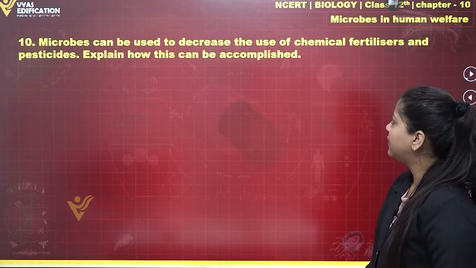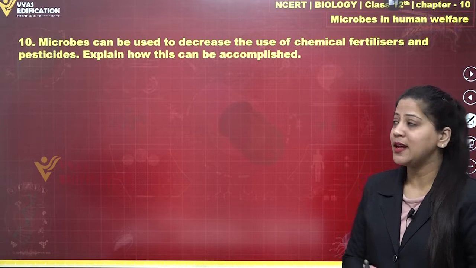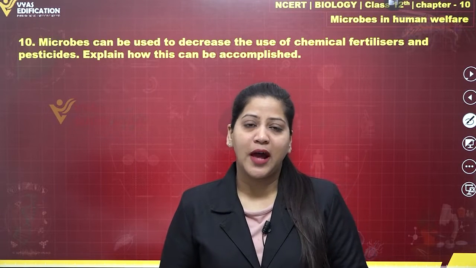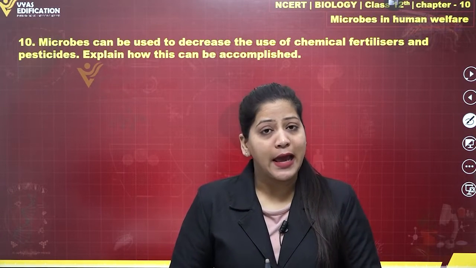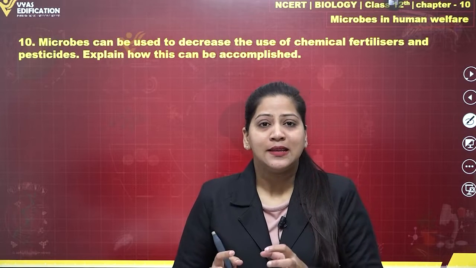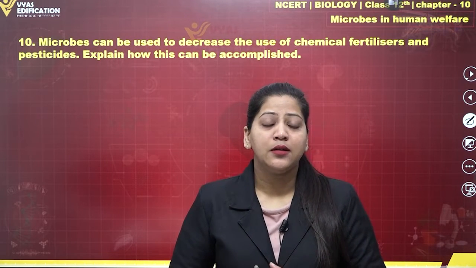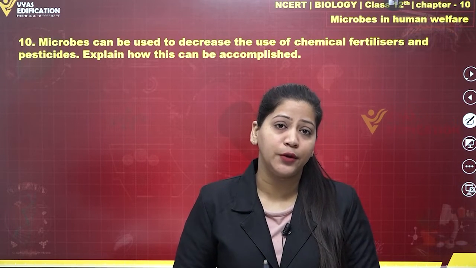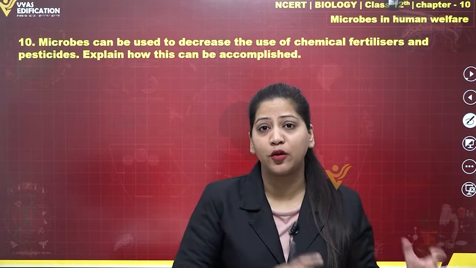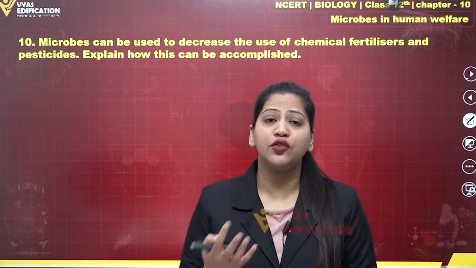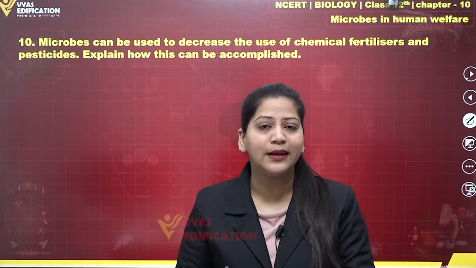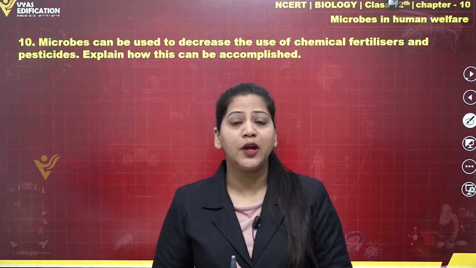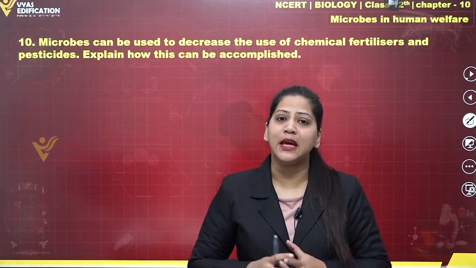Microbes can be used to decrease the use of chemical fertilizers and pesticides. Explain how this can be accomplished. We can use various microbes as biofertilizers, and they enrich the nutrient quality of a soil. Some microbes such as bacteria, fungi, cyanobacteria can be used as biofertilizers instead of chemical fertilizers. These microbes are enriching the nutrient content in the soil. Hence, they are increasing the fertility of a soil. So we can use them instead of any chemical fertilizer.